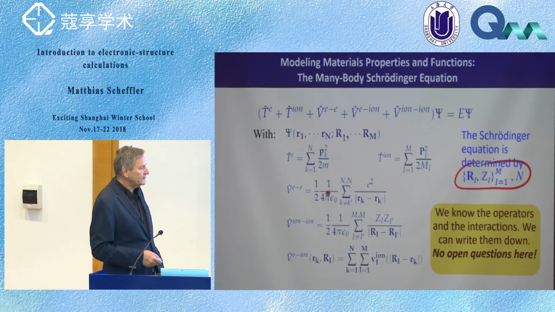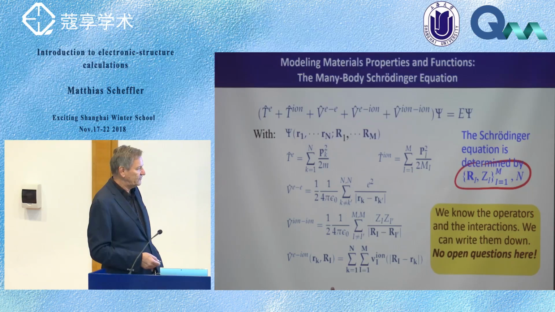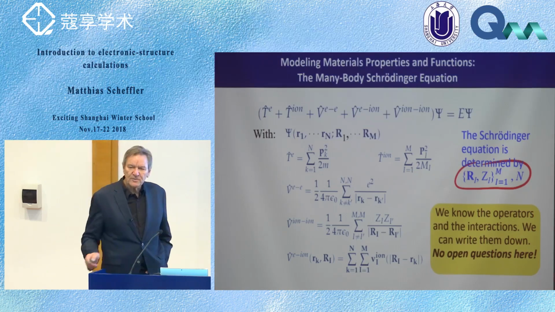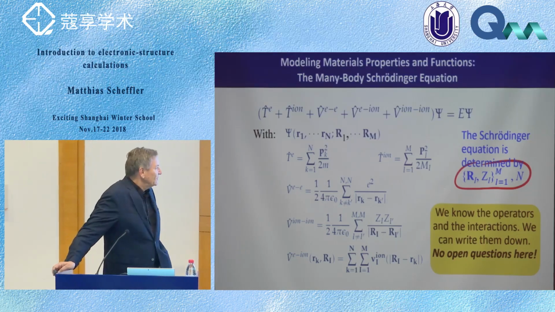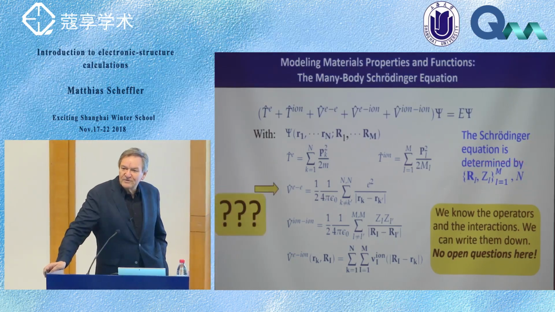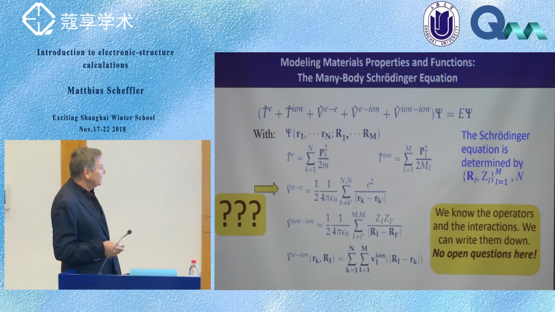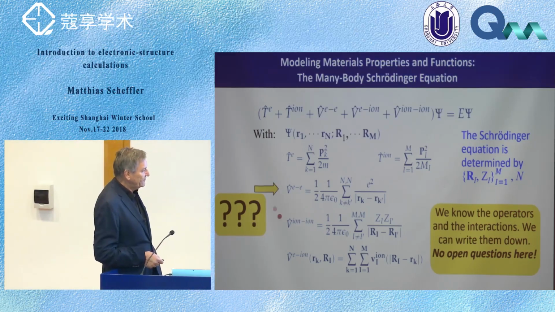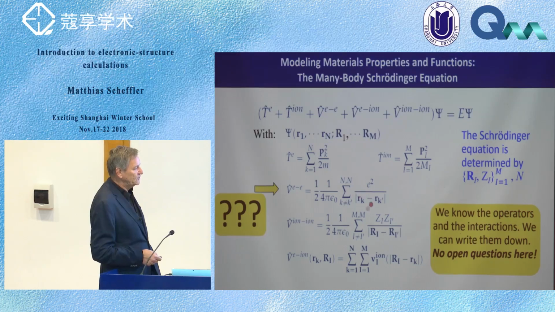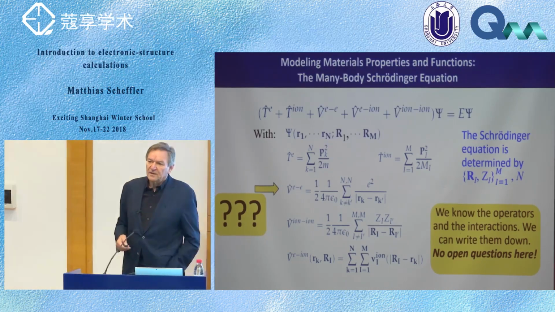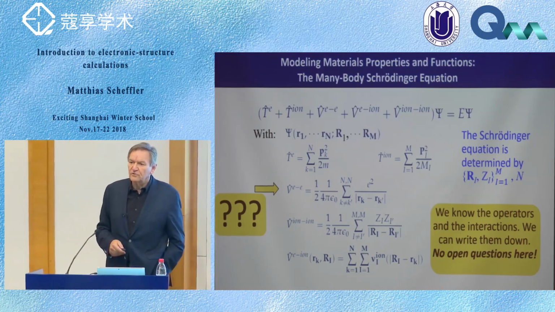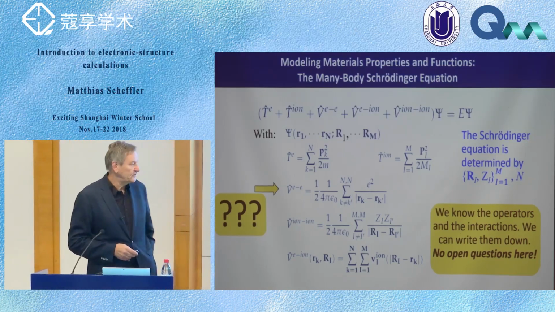So we know the operators, we know all the interactions, everything is there. So there's not really an open question. Actually, there is only one open question, namely, you have to solve this equation. So you have an equation which is correct, but you cannot really solve it. And the reason why you cannot solve it is the long-range Coulomb interaction between the electrons. They enter an operator where you have the kinetic energy. So these things together, the kinetic energy together with the Coulomb interaction, make this thing so complicated that we cannot solve it without additional approximations.